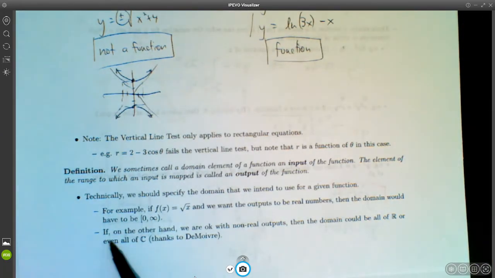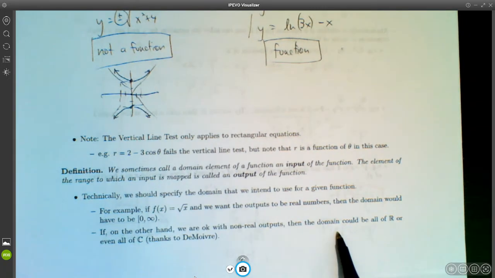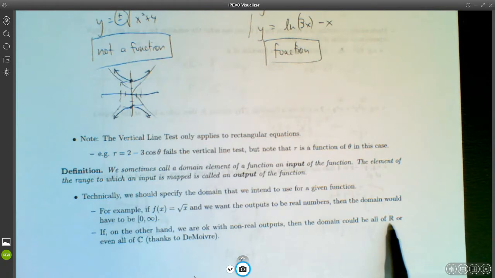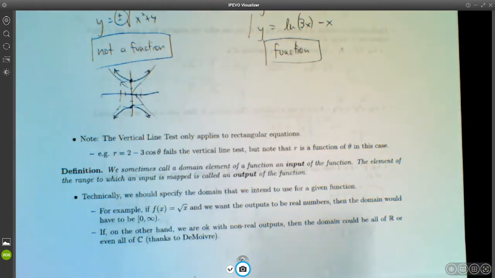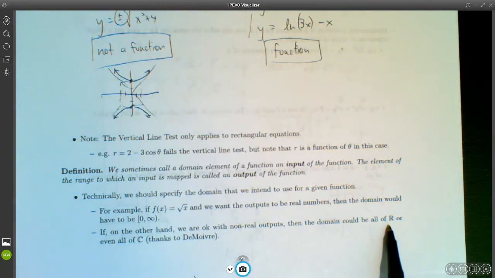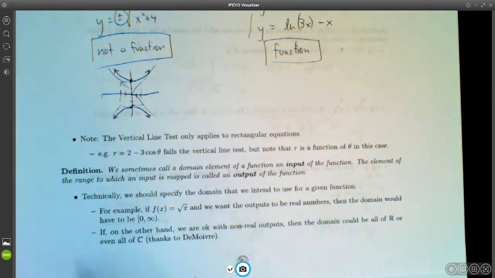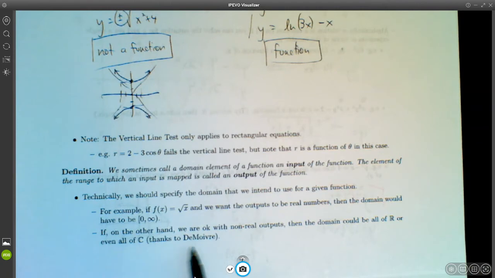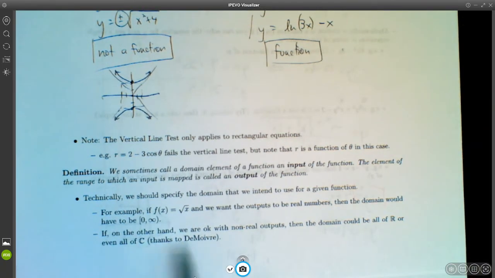Now, if, on the other hand, we're okay with non-real outputs, then the domain could be all of the real numbers, right? In fact, the domain could even be all of the complex numbers. Thanks to de Moivre's theorem, we know how to find square roots of non-real numbers, right? Thanks to de Moivre. So we could even let the domain be all of the complex numbers if we wanted to, right?